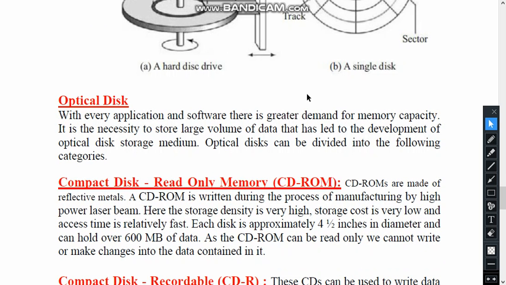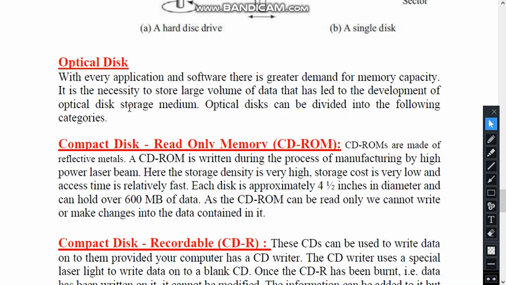Now let's come to the other secondary devices, that is the optical disc. With every application and software, there is a great demand for memory capacity. It is very much needed to store large volumes of data. That led to the development of the optical disc storage medium. The optical disc is further divided into several categories.